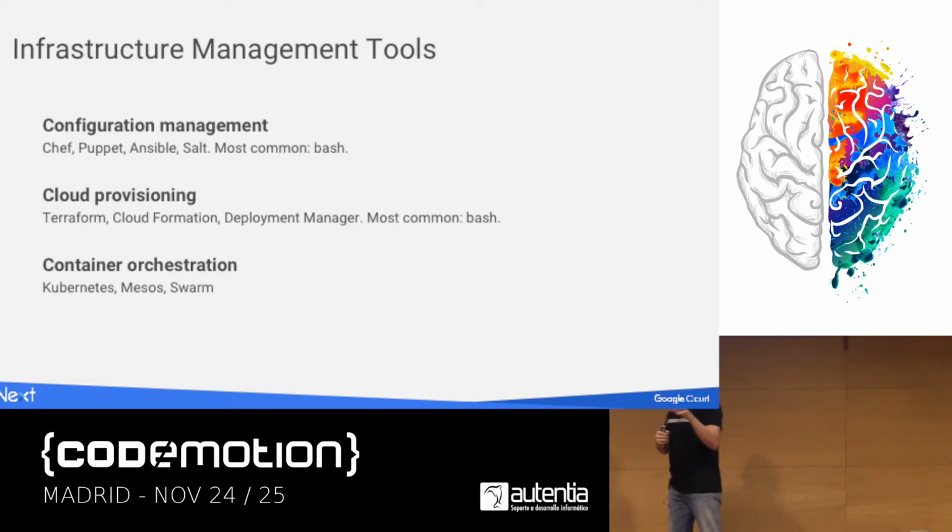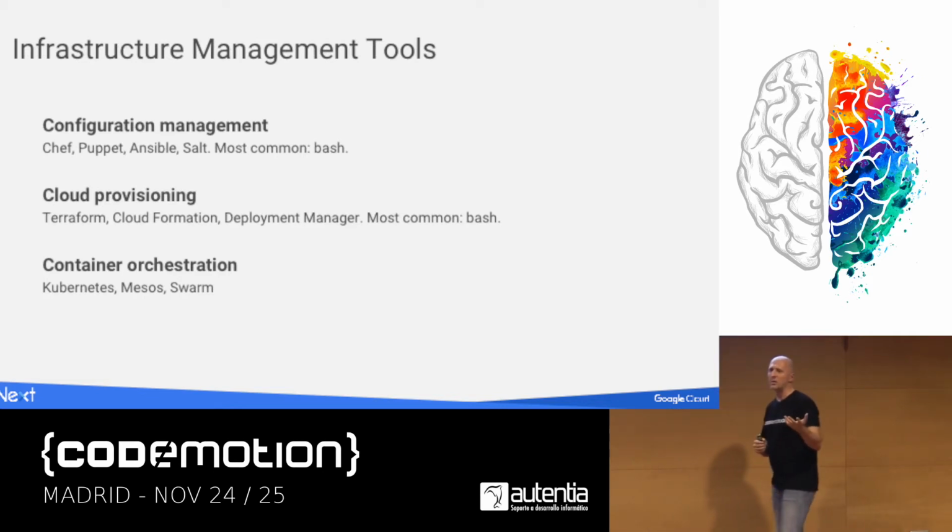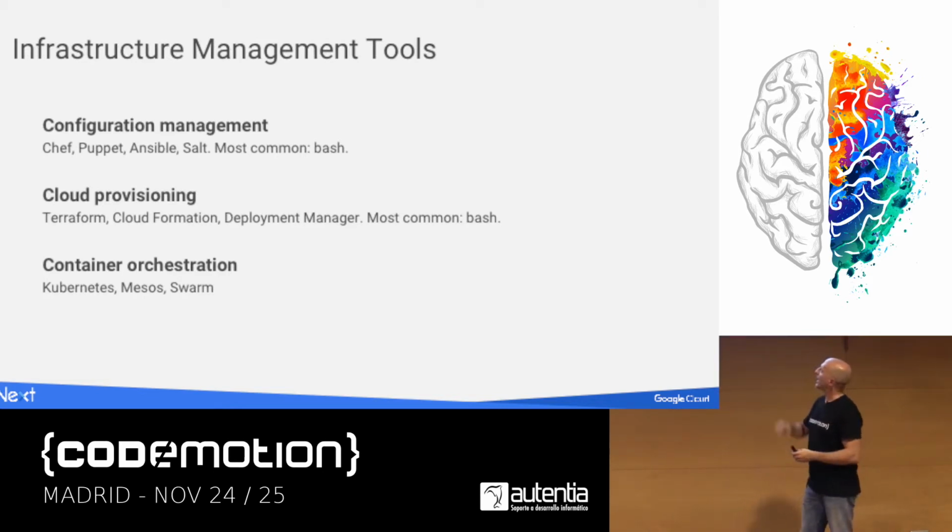These days, there are three different kinds of tools for doing things in the cloud. We have configuration management tools like Chef or Puppet or Ansible or Salt, for building your configuration and specifying how it should be. Then you have cloud provisioning tools, some of them specific to Google Cloud, like Deployment Manager, or CloudFormation in the case of AWS. But there are also some that are independent of the provider, like Terraform.